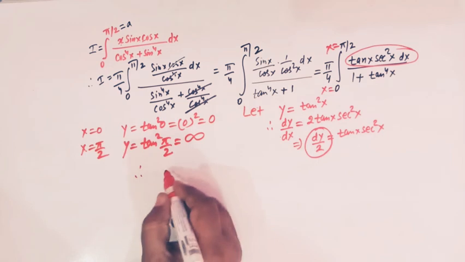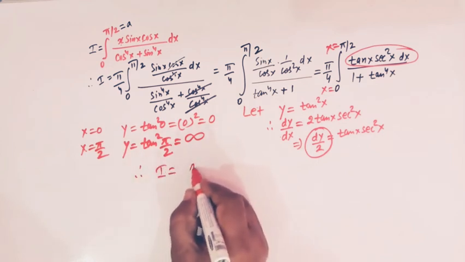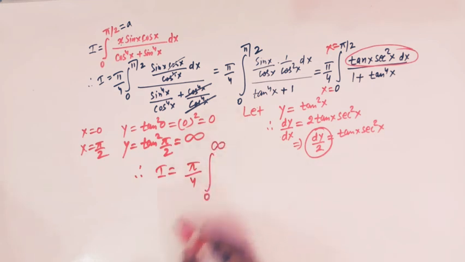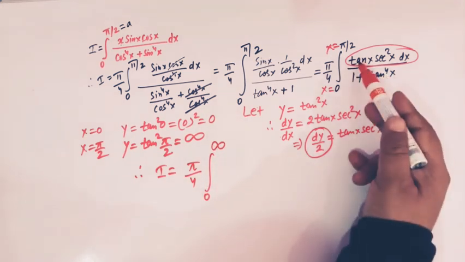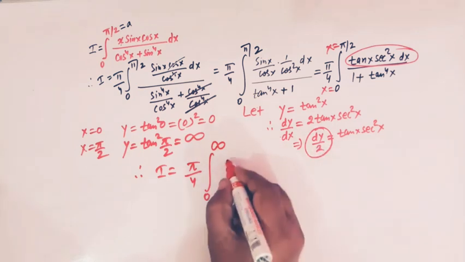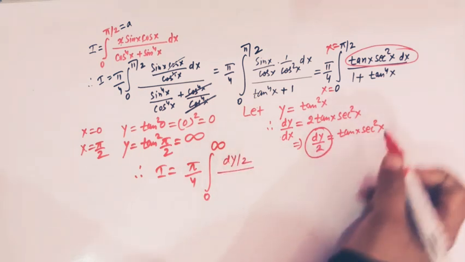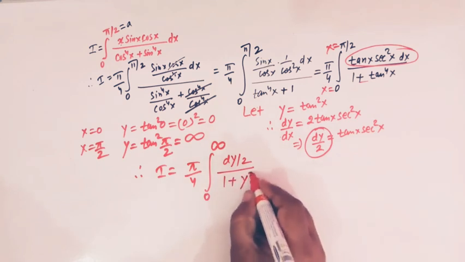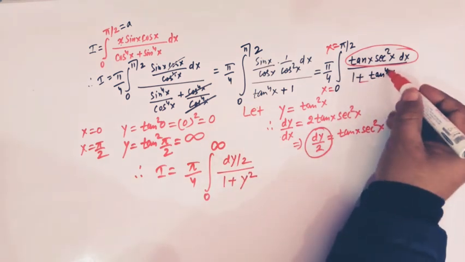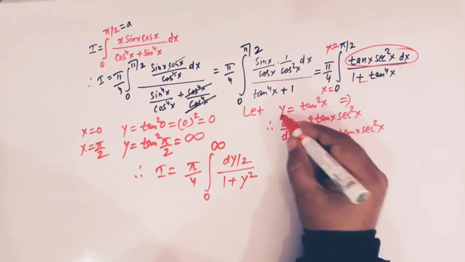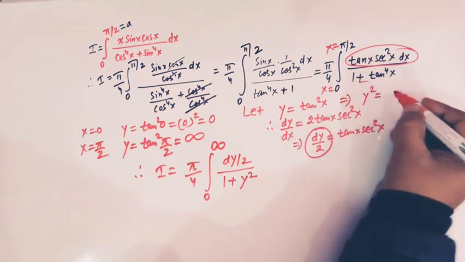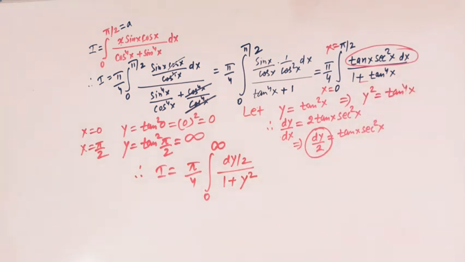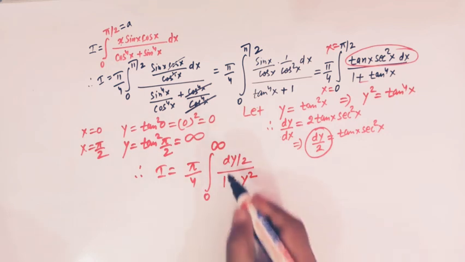So therefore now I can be written as pi over 4, and the limits are from 0 to infinity, and for this term we have dy over 2, and for this term we have 1 plus y square, right? Because this is tan raised to 4x, so if we square both sides we get y square is equal to tan raised to 4x, right? Okay, so now we have this integral.